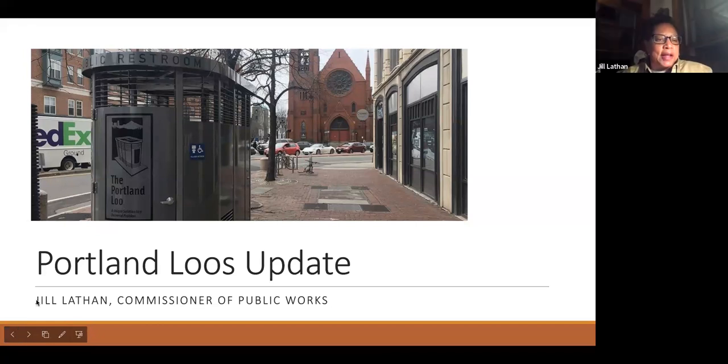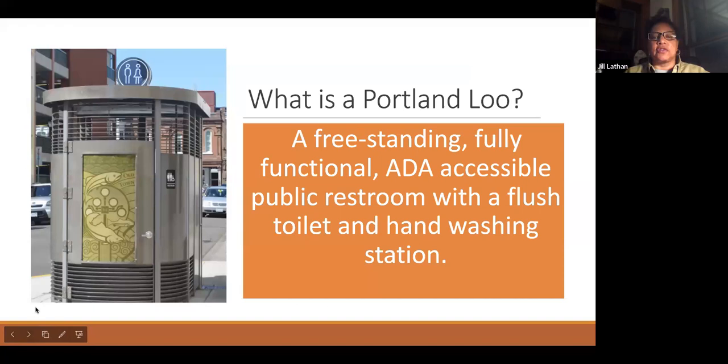Well, good evening, and what a pleasure to be here tonight to talk with you guys about Portland Loos and this wonderful, great city of Somerville. I'm Jill Lathan. I have the honor of being the Commissioner of DPW, Department of Public Works. So what are Portland Loos? Portland Loos are freestanding, fully functional public restrooms that have a flushable toilet and running water for hand washing stations outside.